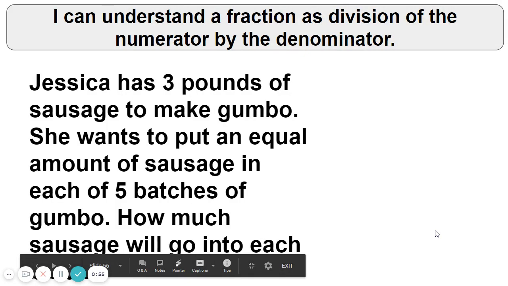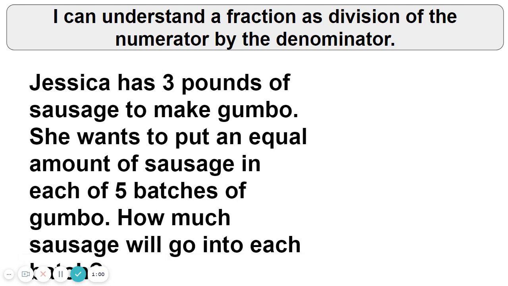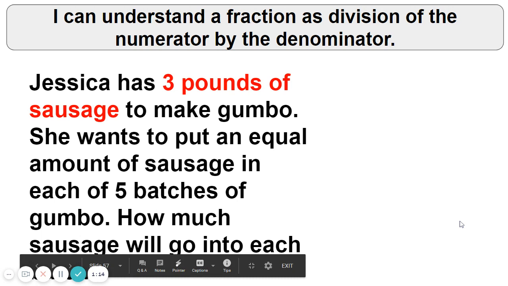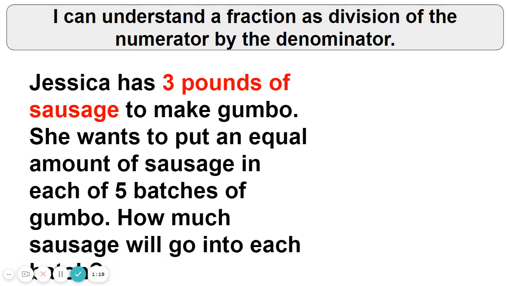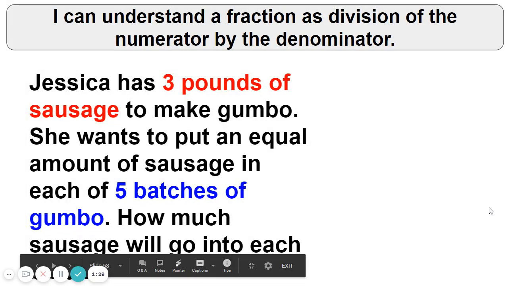So let's look at our first problem. Jessica has 3 pounds of sausage to make gumbo. She wants to put an equal amount of sausage in each of 5 batches of gumbo. How much sausage will go into each batch? So the first thing we have to ask ourselves is, what are we sharing? What do we have that we need to share? And we have 3 pounds of sausage. Then we need to ask ourselves, who or what am I splitting that between? And in this problem, I'm splitting that 3 pounds of sausage between 5 batches of gumbo.